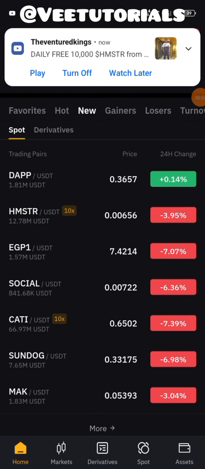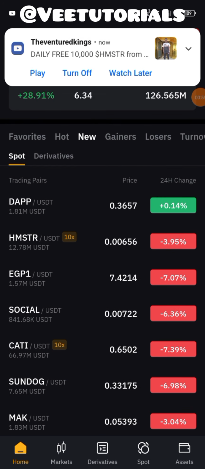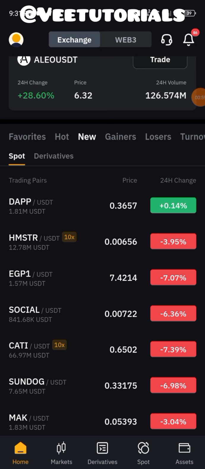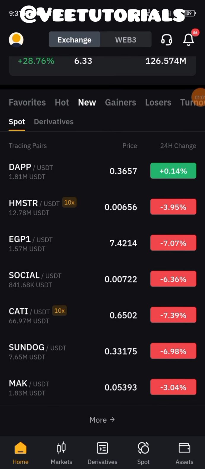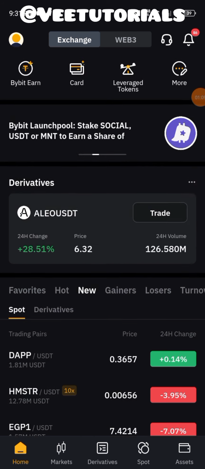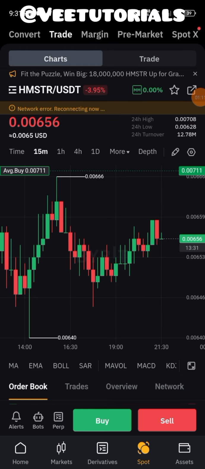So what you need to do is make sure you have a verified Bybit account to be successful in this trade. You will need a verified Bybit account, or you can use Binance as well, but I'm using Bybit for this class. Okay, so the first thing you need to do is navigate to this spot.